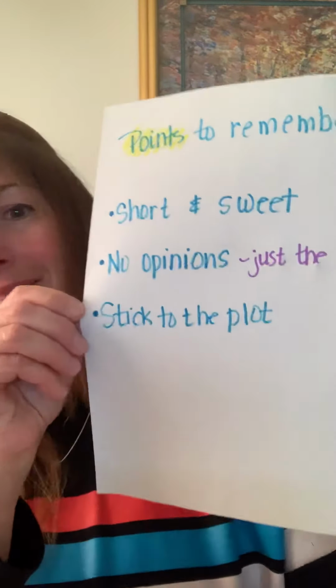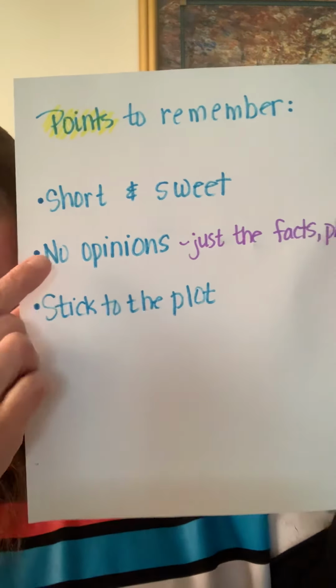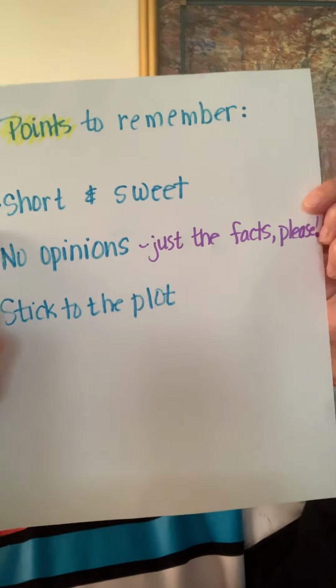And I wanted to include that in my summary. I was like, this is really important, that he can't be fearless if he ran away, but that's just an opinion. That's my opinion. And so I did not include that in my summary. I just stuck to the facts. That's the important thing. Stick to the plot. No opinions. Keep it short and sweet.